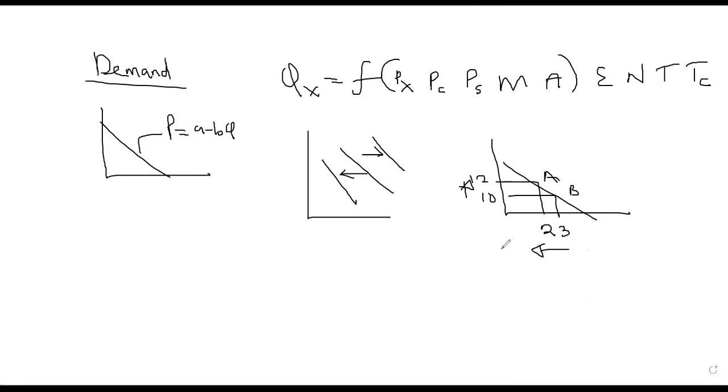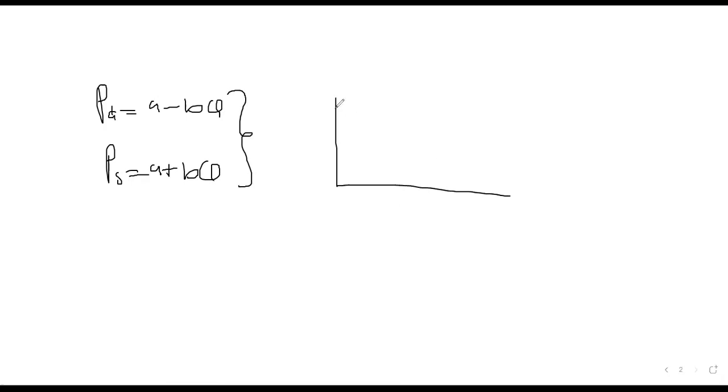Now, demand theory requires you to know that whereas demand has an inverse relationship, A minus BQ, supply has a positive relationship, A plus BQ. So these two are the functions that lead into consumer theory.